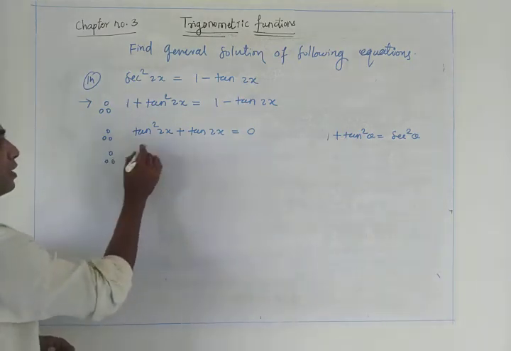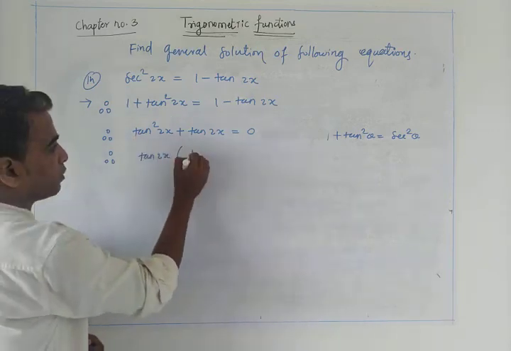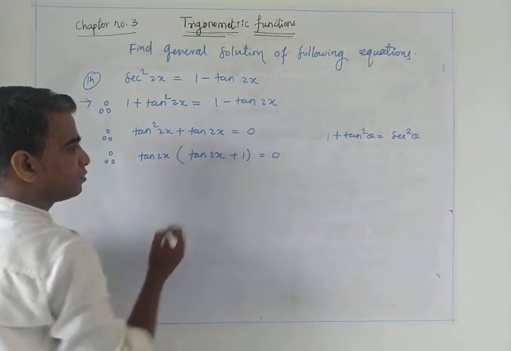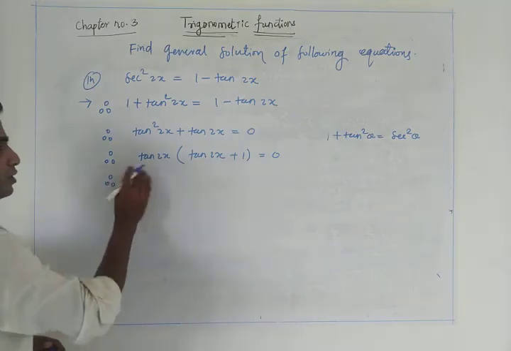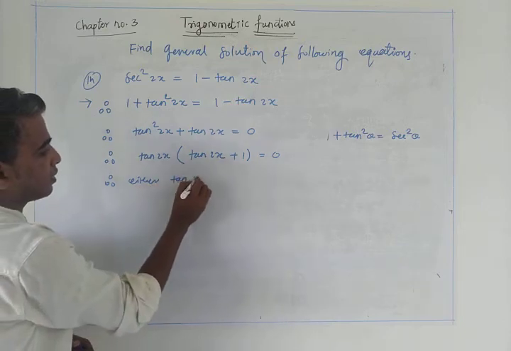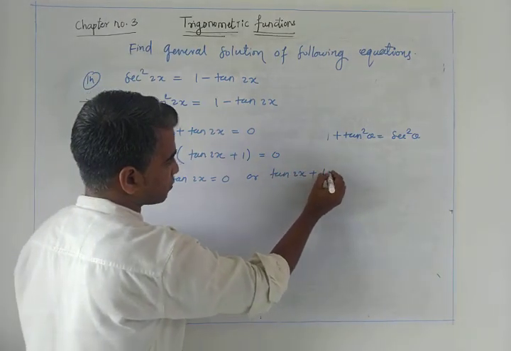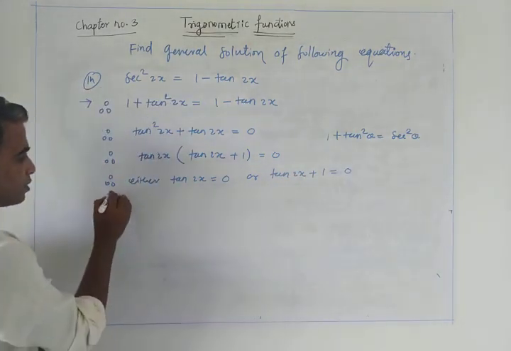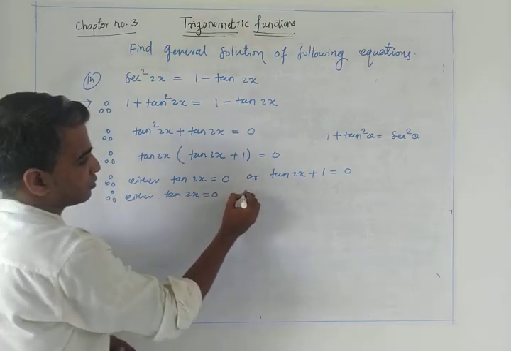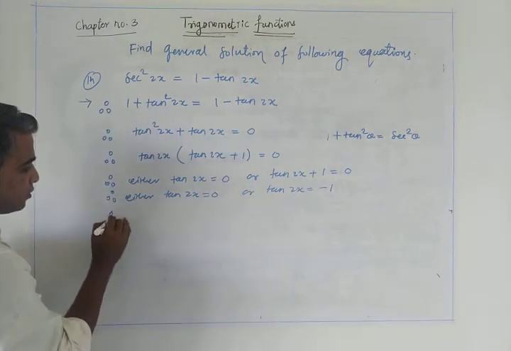Now tan 2x is a common factor, so we take tan 2x outside. Because of the square, one tan 2x remains inside along with 1, so tan 2x times tan 2x plus 1 is equal to 0. Therefore, by equating the product to 0, we get either tan 2x is equal to 0 or tan 2x plus 1 is equal to 0. Simplifying, tan 2x is equal to 0 or tan 2x is equal to minus 1.